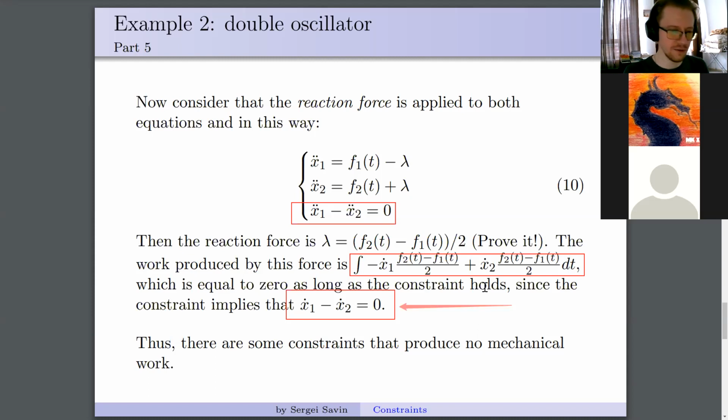Let me be more careful. We shouldn't just randomly assume stuff, right? Instead we should say, if this assumption holds, then this result holds. The result is this is equal to 0. That's the correct way. But this assumption is reasonable, is what I'm trying to say.